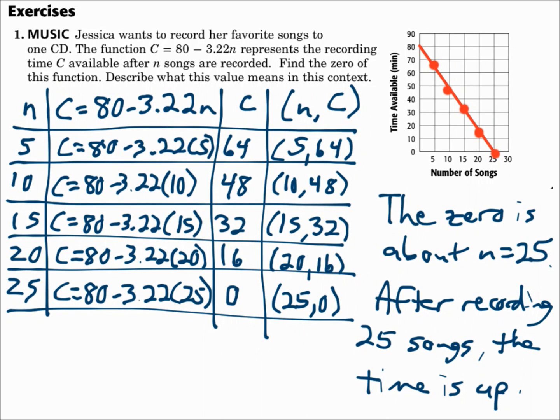So do the same thing as before. Make a table, substitute in, find your y values, which is c in this case. Find the x-intercept, which is right there, where there's about 25 for the value there. After 25 songs, the time is up.